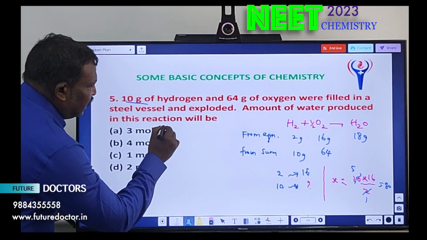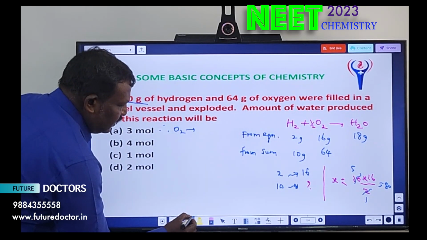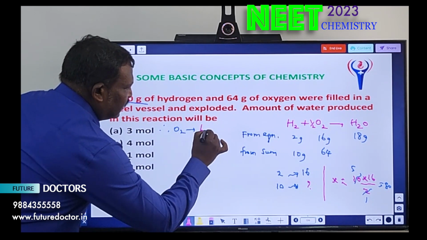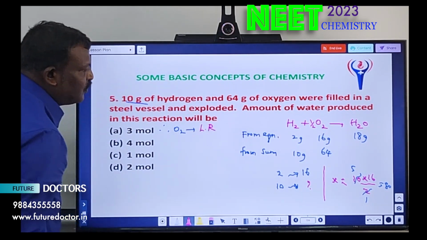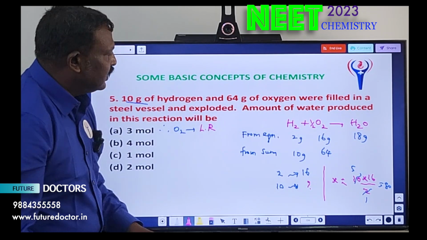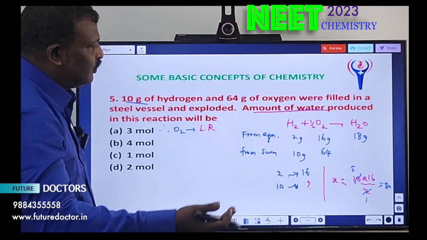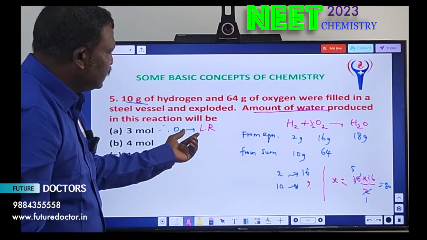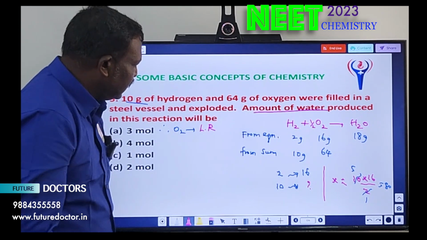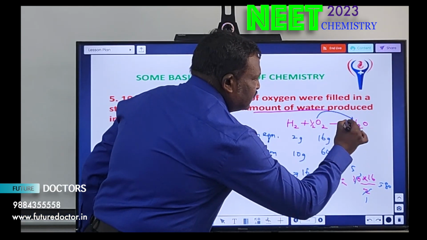Therefore, we can say O2 is the limiting reagent. Just remember, from the limiting reagent only we can find out the product. See the question: amount of water produced. So who is the limiting reagent? O2 is the limiting reagent. Therefore, now you just compare this and this.